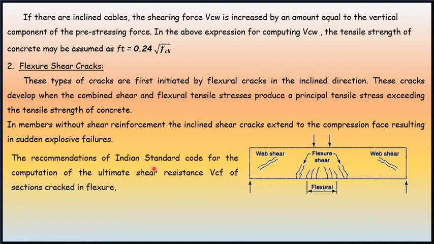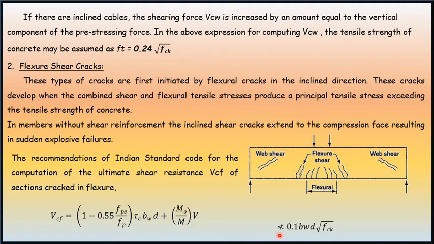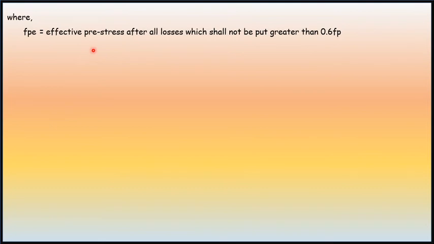The recommendation of the IS standard code for computation of the ultimate shear resistance VCF of the section cracked in flexure: VCF equals into bracket 1 minus 0.55 FPE divided by FP, tau C BWD plus M naught by M into V, wherein it should not be less than 0.1 BWD under root of FCK, where FPE is the effective prestress after all losses, which shall not be greater than 0.6 FP, and FP is the characteristic strength of prestressing steel.